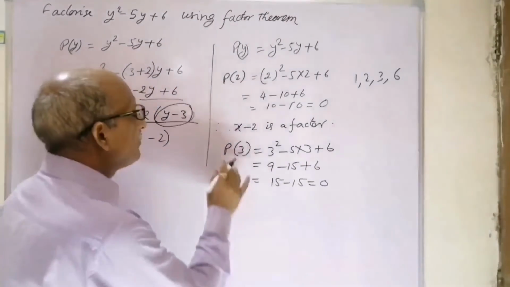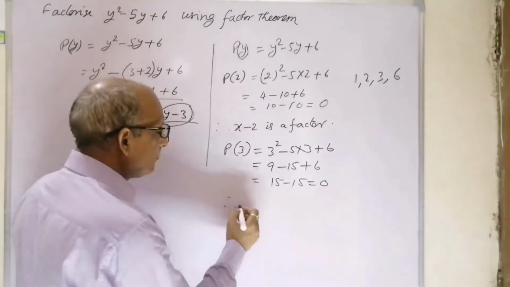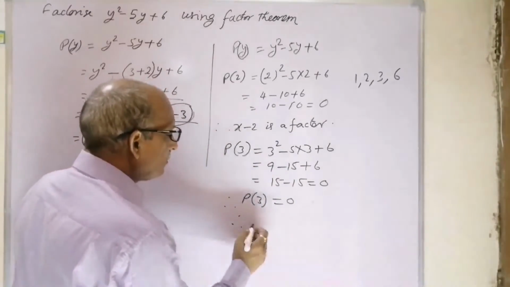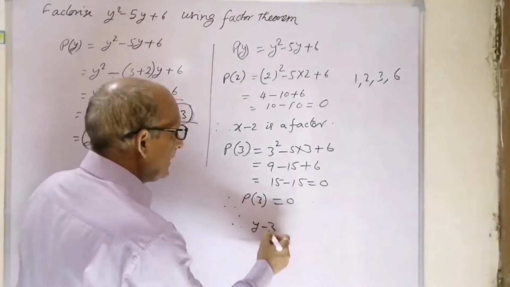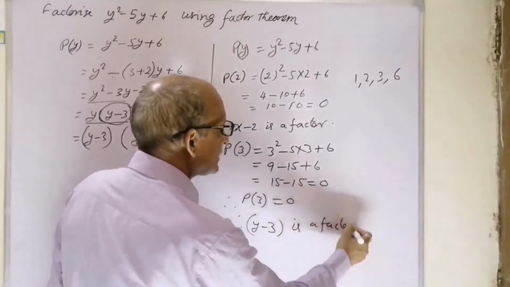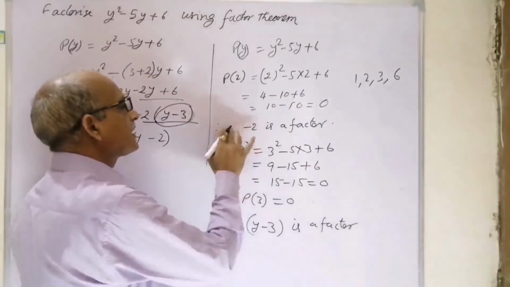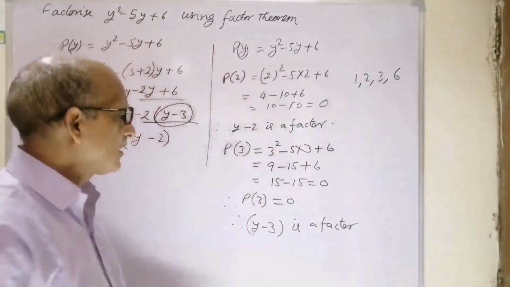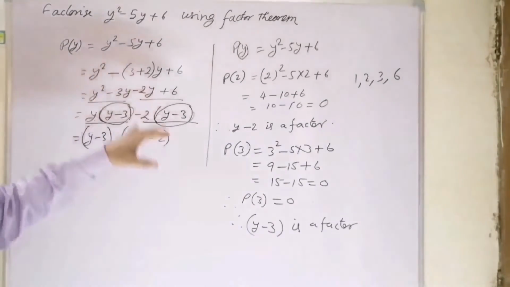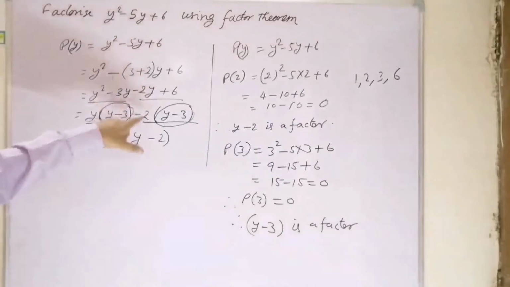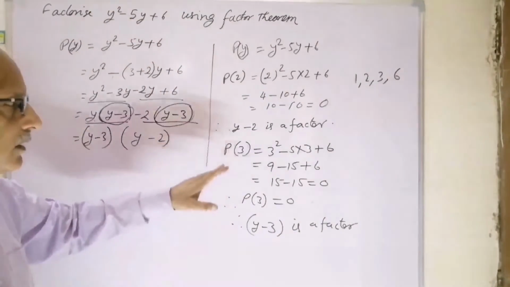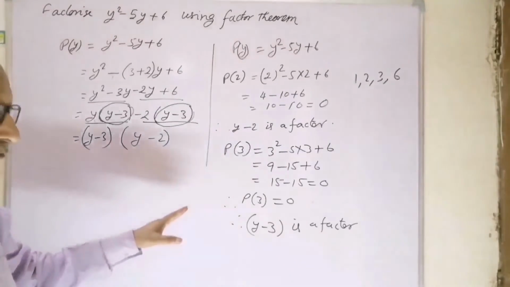It means when P(3) is 0, therefore y minus 3 is a factor. Remember, it is y minus 2, not x minus 2. In this way we have seen that we can factorize the given polynomial by splitting the middle term. It is the use of the factor theorem to get the polynomial factorized.